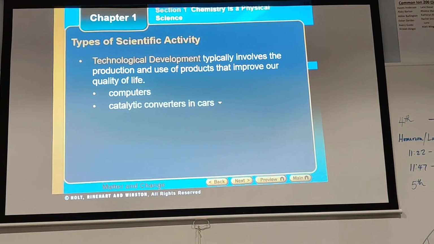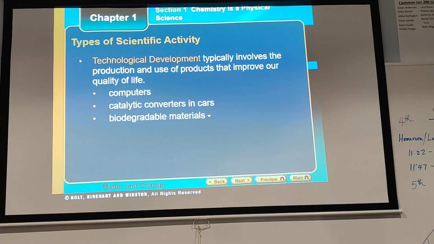Catalytic converters on cars. We discovered that certain chemicals, certain metals, could take exhaust coming out of a car that was polluting and change it into chemicals that aren't as polluting. So today, almost every car, I think every car, has catalytic converters, most pickups do, probably not diesel trucks.